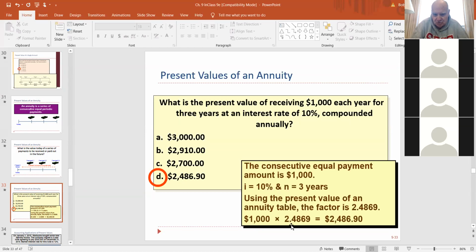Just a quick question. You mentioned the present value table. I've read the chapter. I don't think I've seen that table anywhere. It should be in the appendix of the book, Appendix E. Let me grab my book real quick. Hold on, guys.